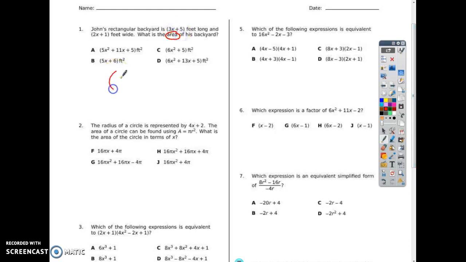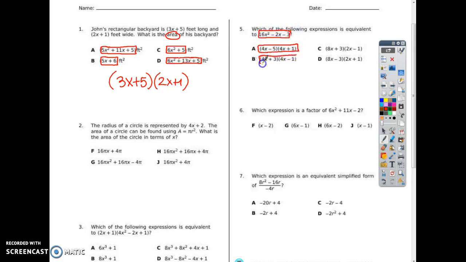So in Desmos, you would type parentheses 3x plus 5, close parentheses, parentheses 2x plus 1, because they need to be multiplied. Okay? So you would type this in Desmos, and you would type all of the answer choices in Desmos and see which one matches. They have to be exactly the same. Okay? Same thing for problem 5. You type this in Desmos, and you type the answer choices in Desmos.